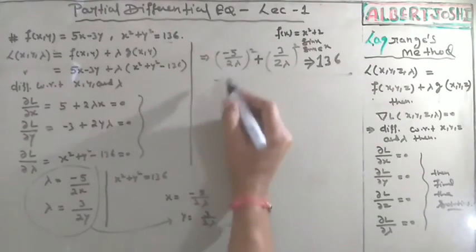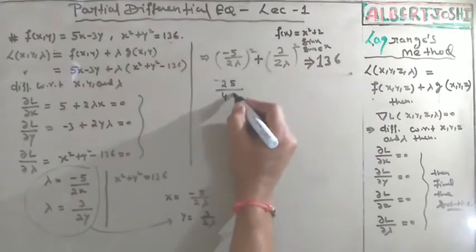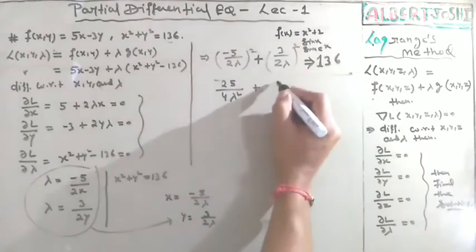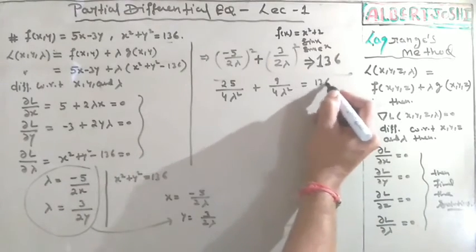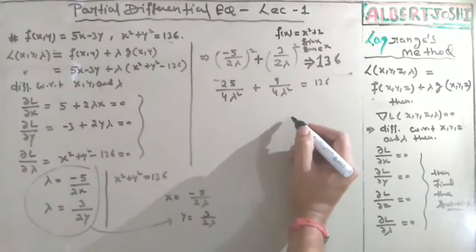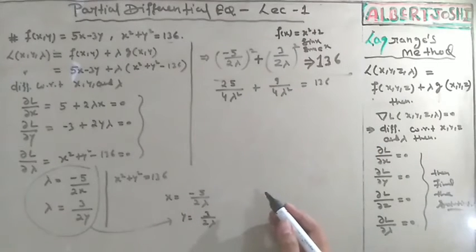So now 5 5 ja 25, 2 2 ja 4 lambda square, then plus 3 3 ja 9 upon 2 2 ja 4 lambda square is equal to 136. So now solve it, or lambda you can place here. It's totally depend on you.